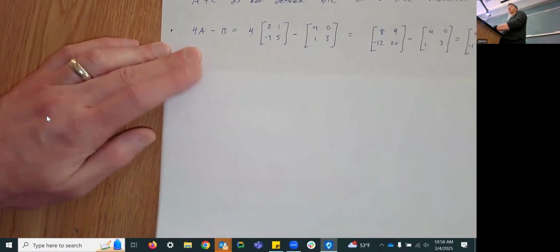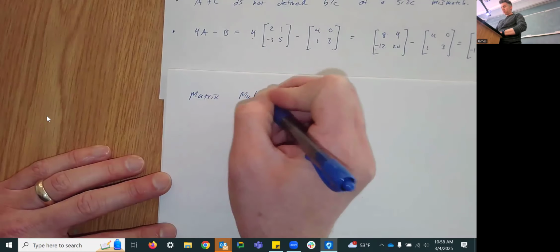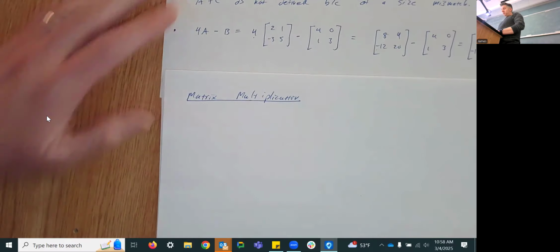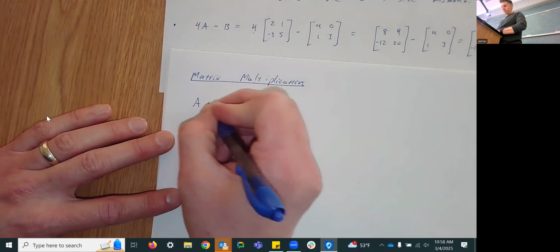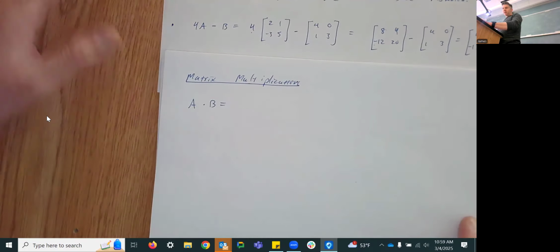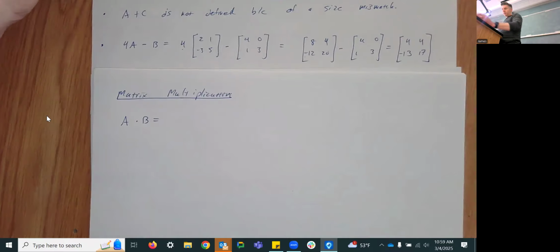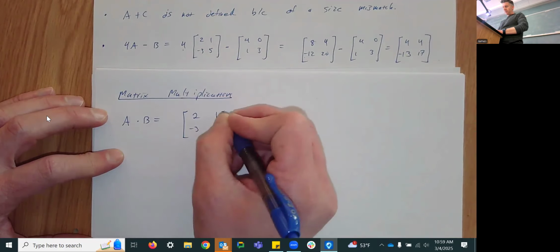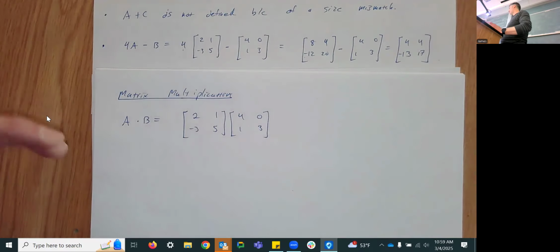Now, on the other hand, matrix multiplication is a whole different animal. So let's look at an example. Let's calculate A times B. So A times B is going to be the matrix [2, 1, negative 3, 5] times the matrix [4, 0, 1, 3].